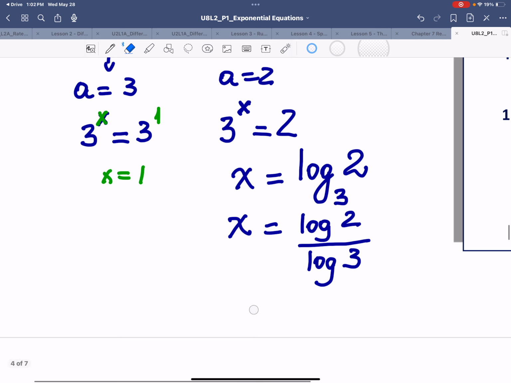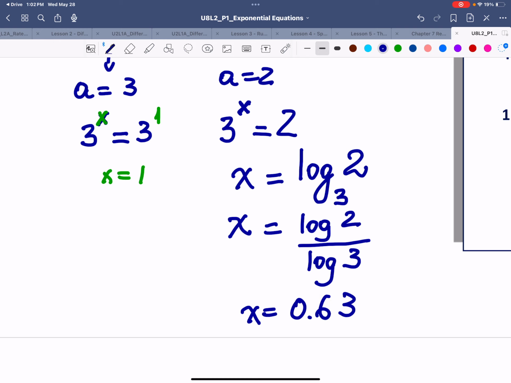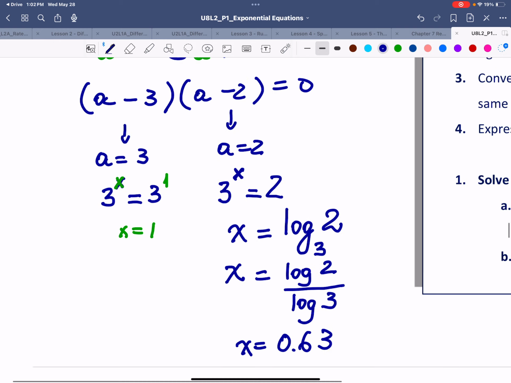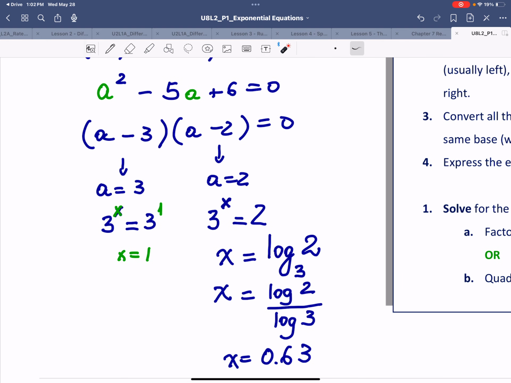And the answer is x equals 0.63. We want to round the answer to 2 decimals because logs are exponents, and exponents are powerful or can change the value of a term powerfully.